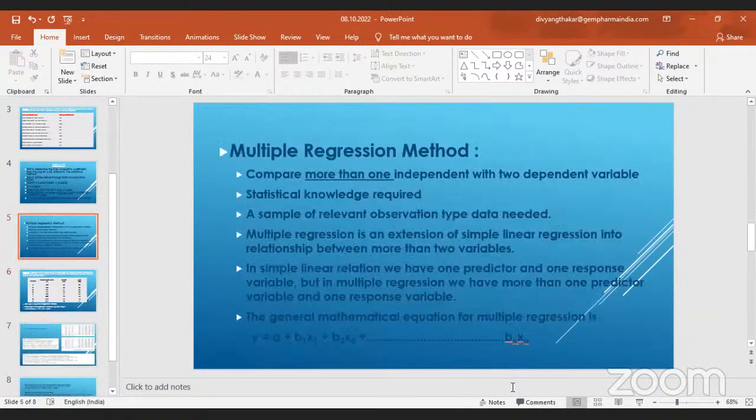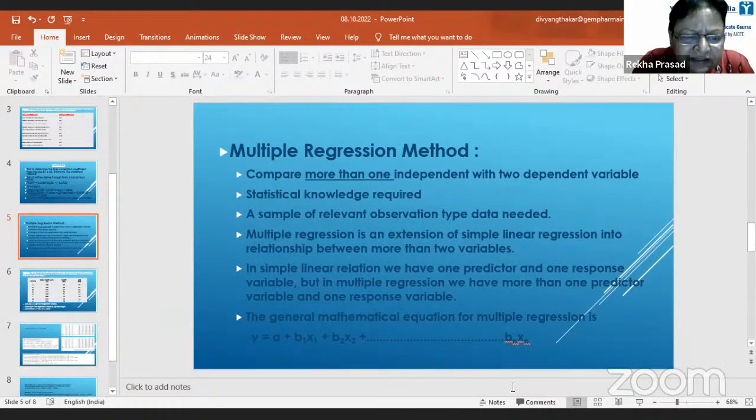So this is the one example I have shared, madam. Are you able to see the screen? Yes, I'm able to see the screen.